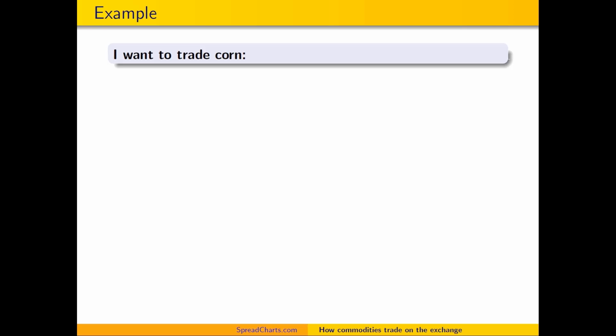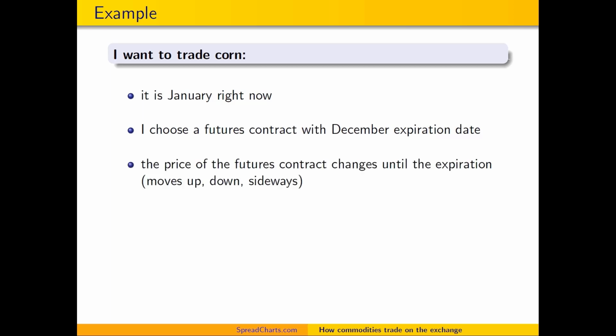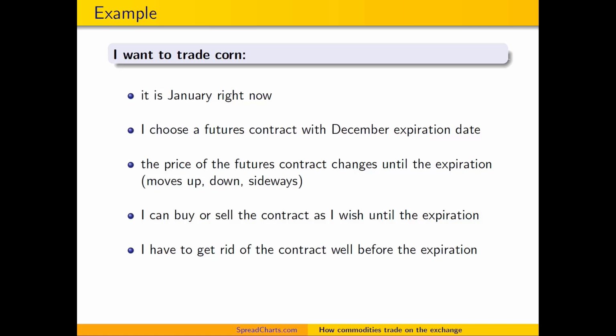Let's say that we are interested in trading corn and it is January. So we choose a futures contract with a December expiration date. It means the contract price will be changing until December when it ceases to trade. We can buy or sell the contract as we want until then. As the expiration of the contract approaches, we have to get rid of it. In such a case, the settlement does not affect us. And that is understandable. Our goal is to make money, not to deal with a physical commodity.